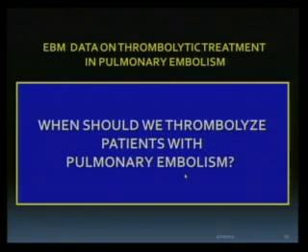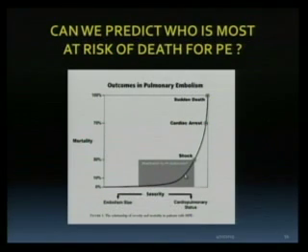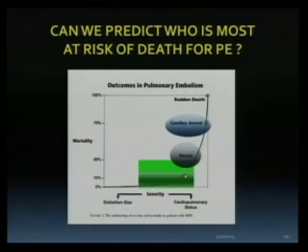Let's take a look at the EBM data. When should we thrombolize in pulmonary embolism? So this is the graph. The prognosis is dependent on the embolism size and cardiopulmonary status. When it is minor, mortality is 0. Then mortality becomes significantly higher when there is evidence of RV dysfunction. Much more so when you go into shock. There is evidence of hypotension as well as RV dysfunction. Much more so when the patient already goes into cardiac arrest, in which case the mortality is 70% or higher. So you have to intervene before the patient goes into shock.